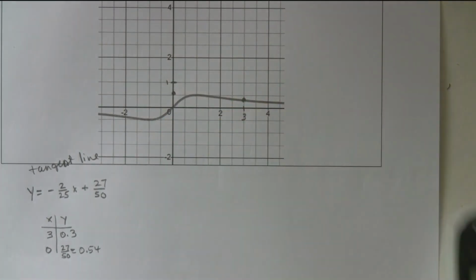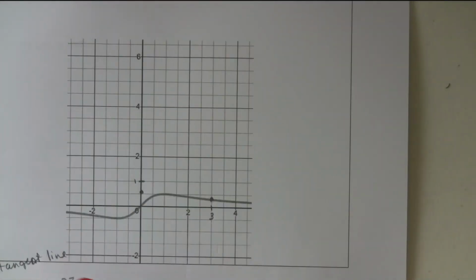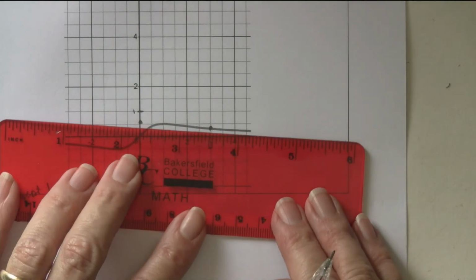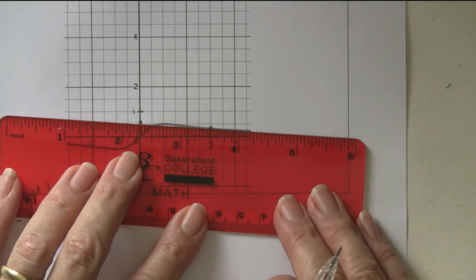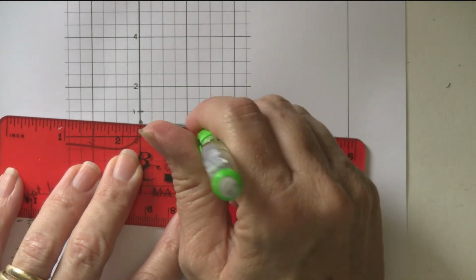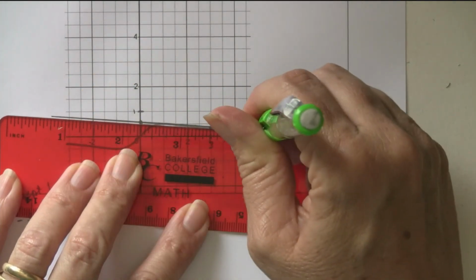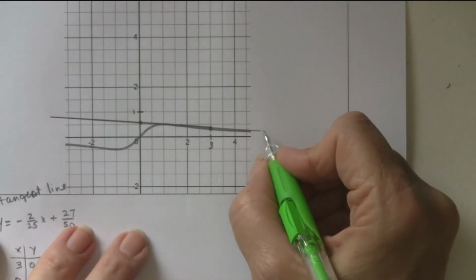So 0 there. And I'm going to draw on here with my BC math ruler. I know, that's so cool, right? That I have a ruler that has BC math on it. It makes me so happy. And so there is my tangent line.